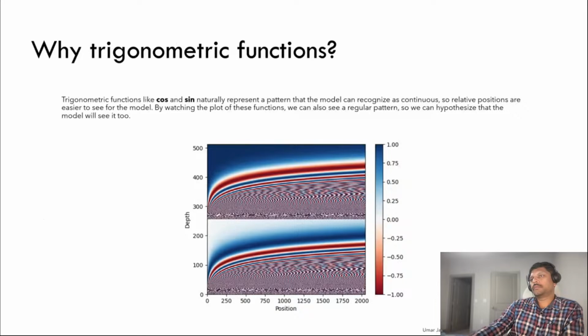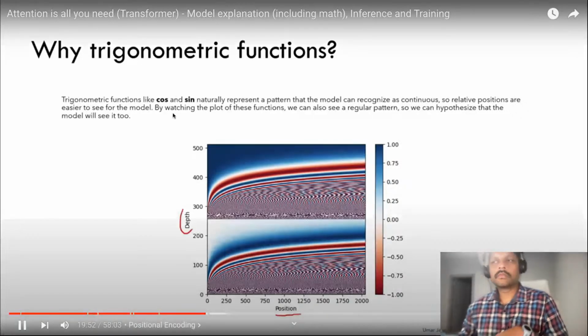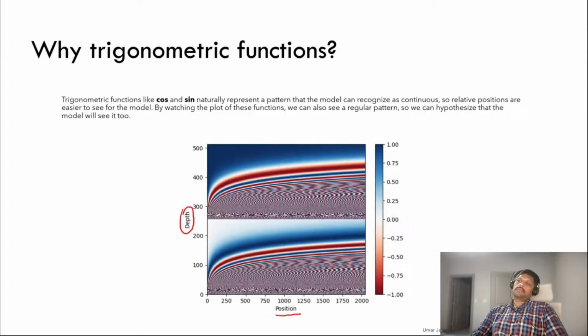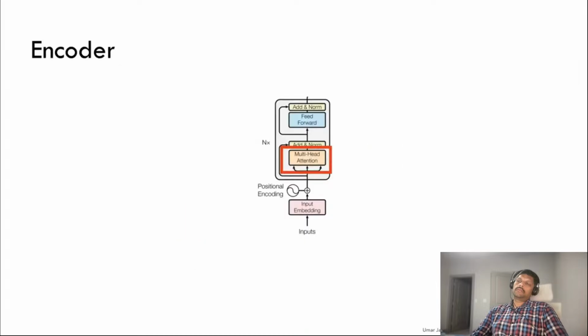Because let's watch the plot of these two functions. You can see the plot is by position, so the position of the word inside of the sentence, and this depth is the dimension along the vector, so the 2i that you saw before in the previous expressions. And if we plot them, we can see, as humans, a pattern here, and we hope that the model can also see this pattern. Okay, the next layer of the encoder is the multi-head attention.